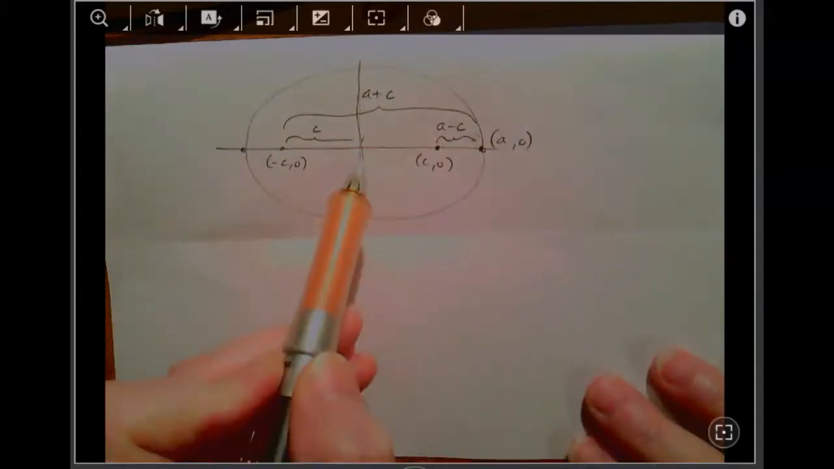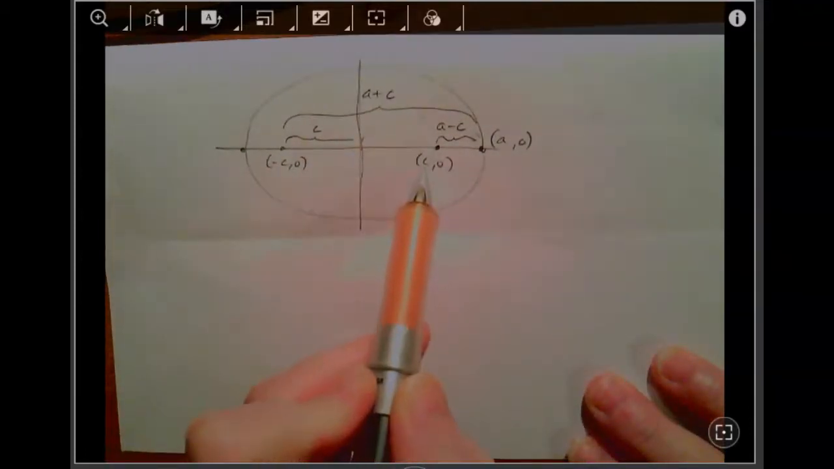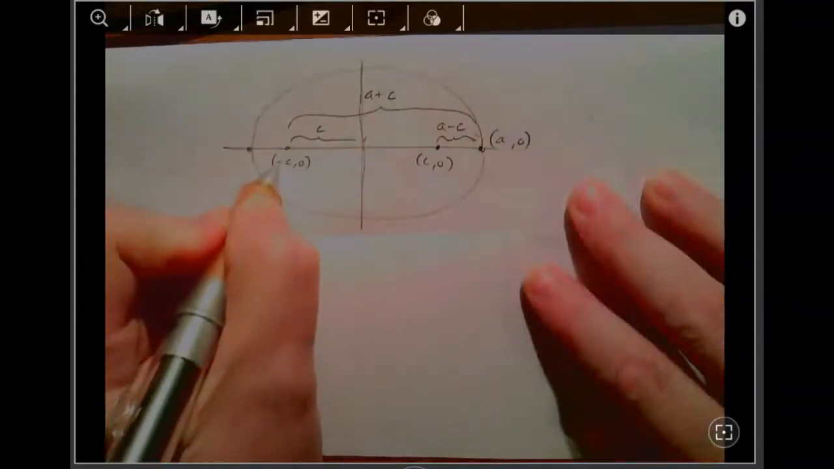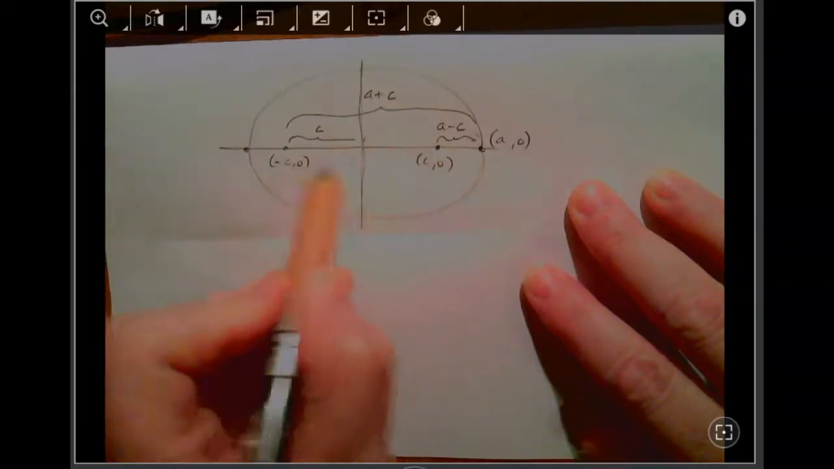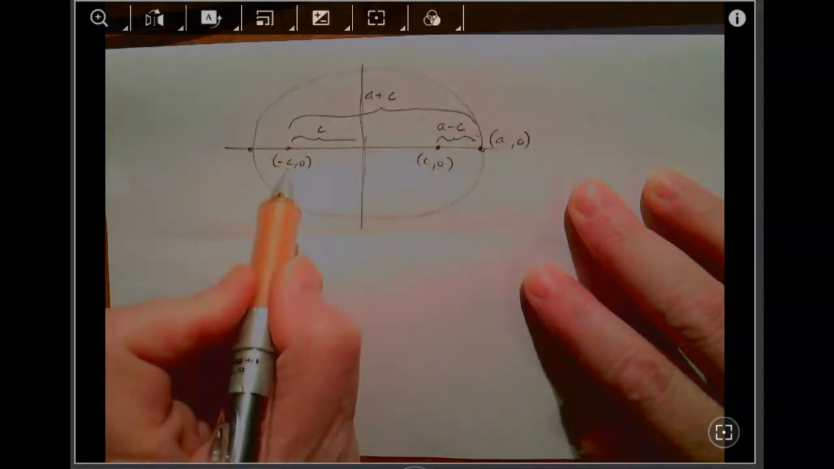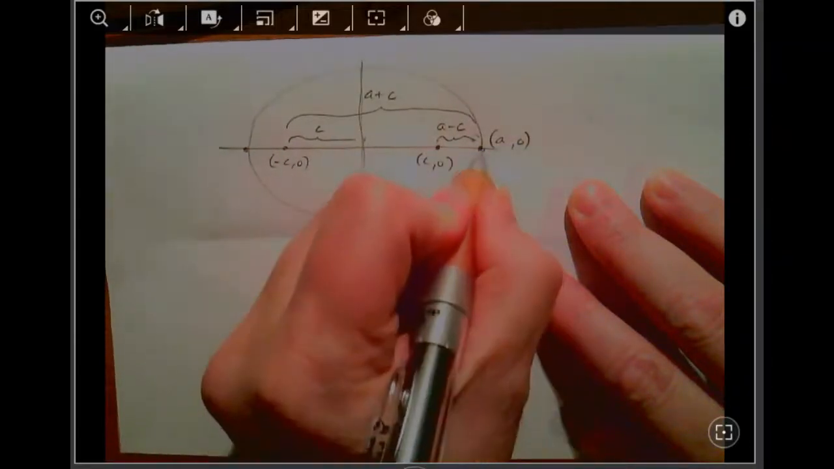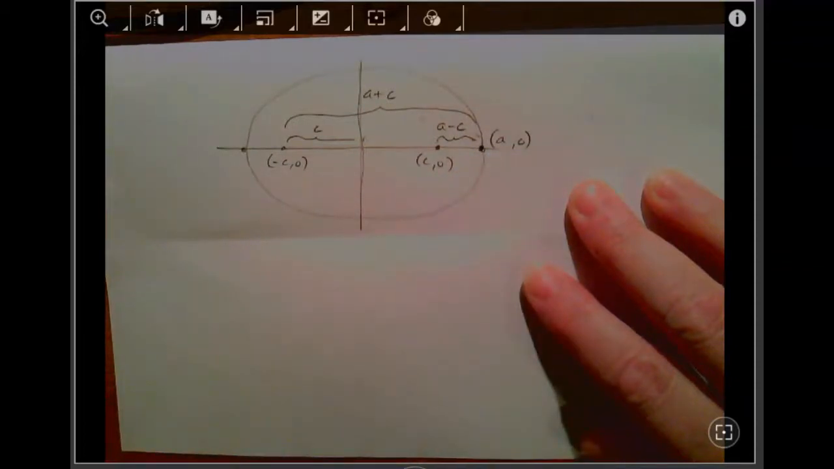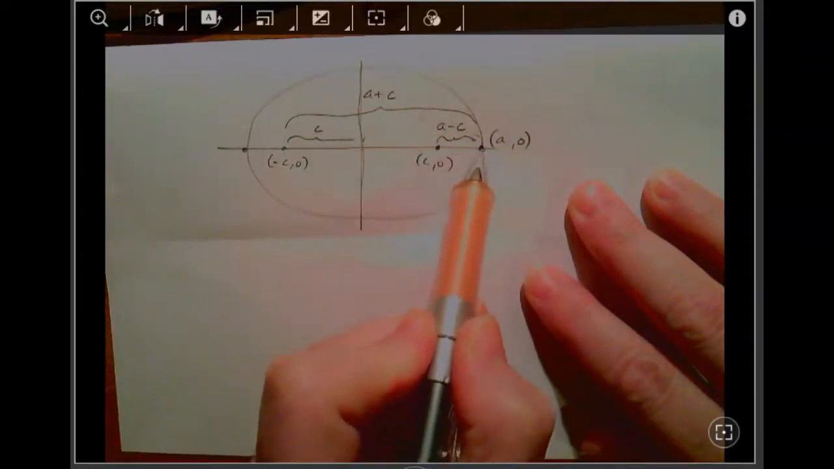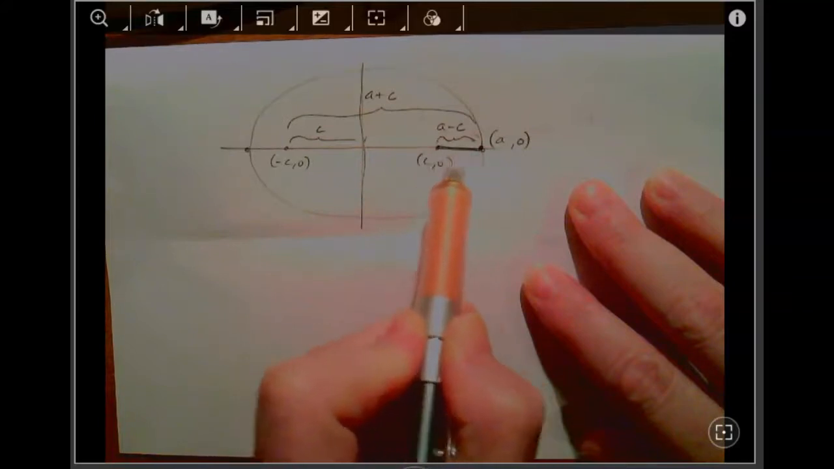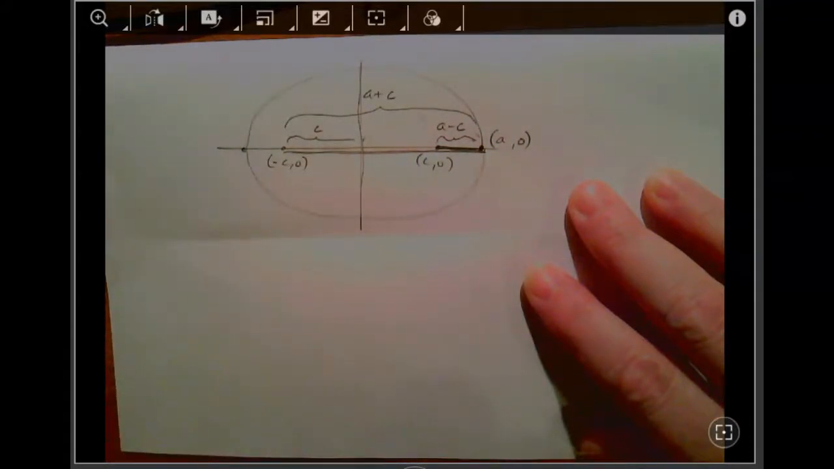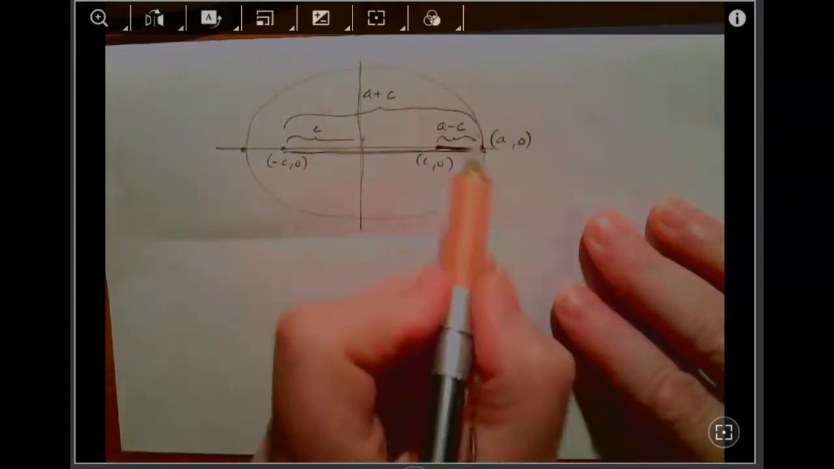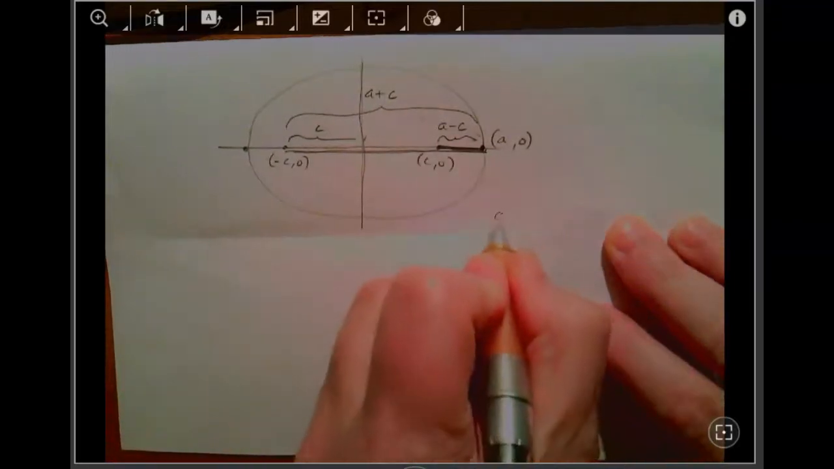Here's an ellipse centered at the origin, and I've labeled the foci as c, 0 and negative c, 0. These are always the same distance. If we went out 5 units in this direction, we'd also go 5 units backwards. So whatever c is, it's the negative value out here and the positive value here. If I pick this point on the ellipse, I'll call that point a, 0. By definition, the sum of the distances is constant. So this distance plus this distance is the set distance that defines our ellipse. This distance right here is a minus c.